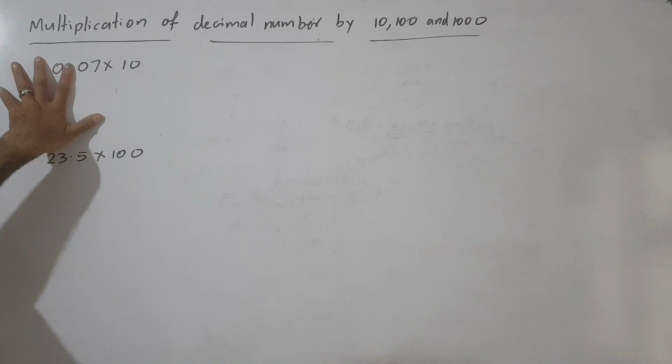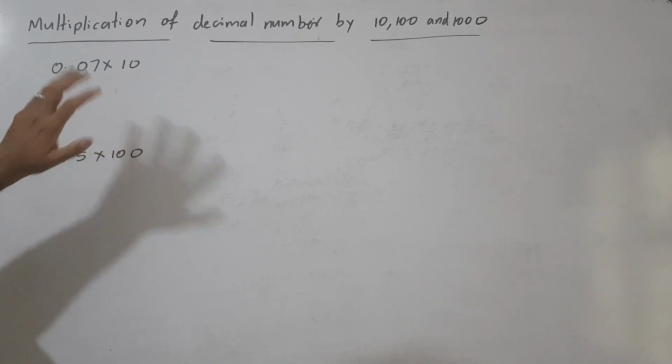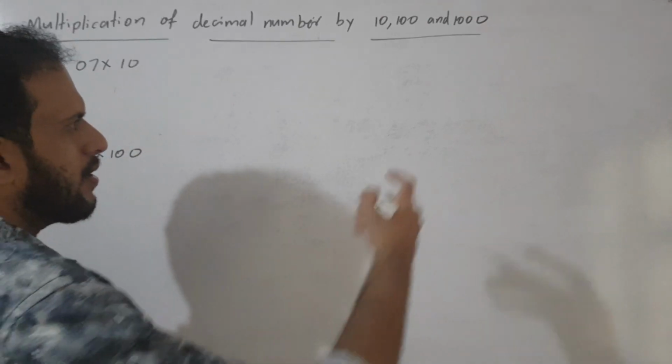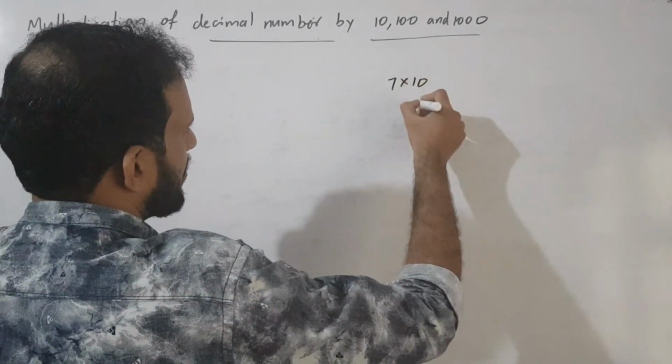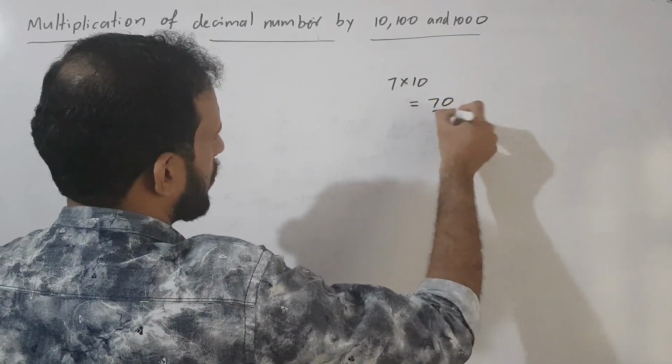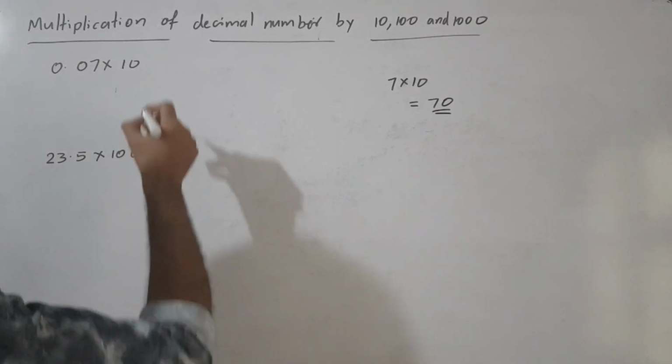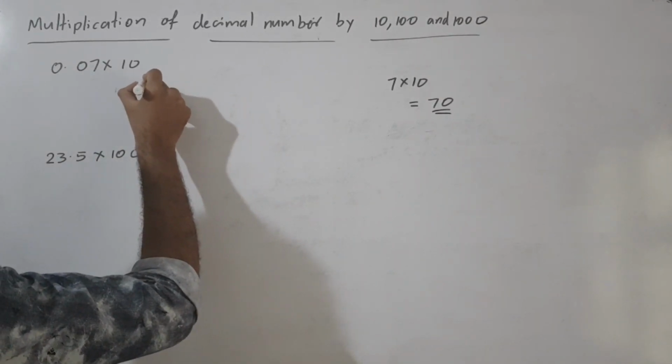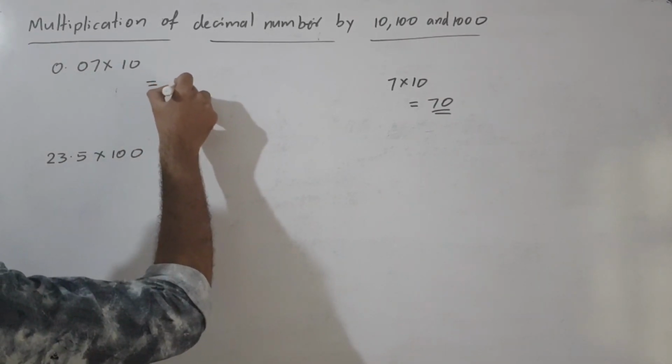0.07, what does it become, children? 007. 007 means 7. Then we just multiply 7 into 10. We know the answer directly. What is the answer? 70. Then we write here 7 into 10, the answer is 70.